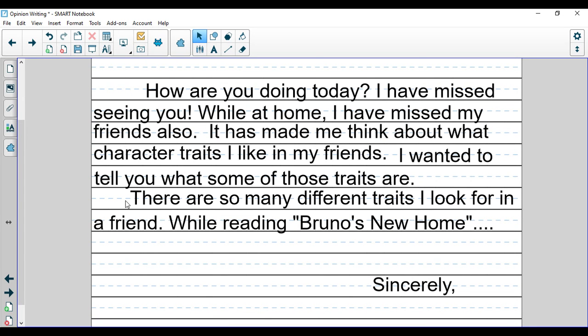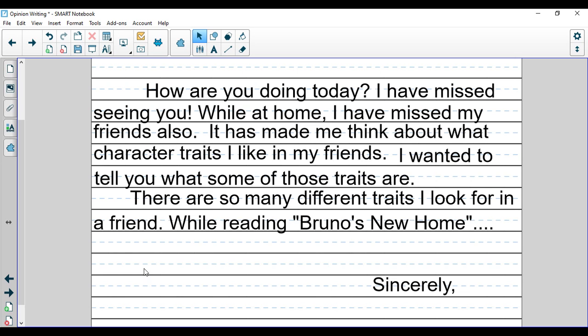My second paragraph, notice how I know it's my second paragraph because I have indented again. There are so many different traits I look for in a friend. I have an introduction sentence. Then I go into, while reading Bruno's New Home. So my first body paragraph is all going to be about character traits that I like, but also connecting it to Bruno's New Home, okay, and how some of those character traits were in that story.